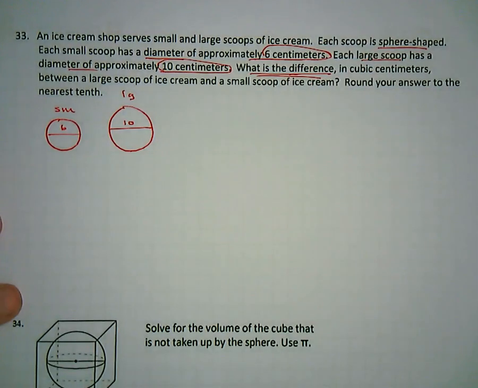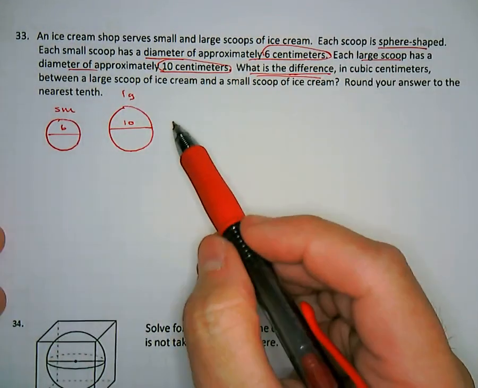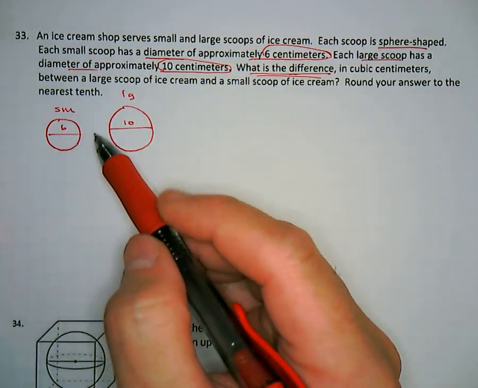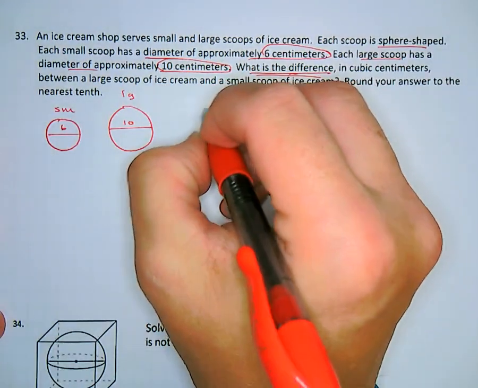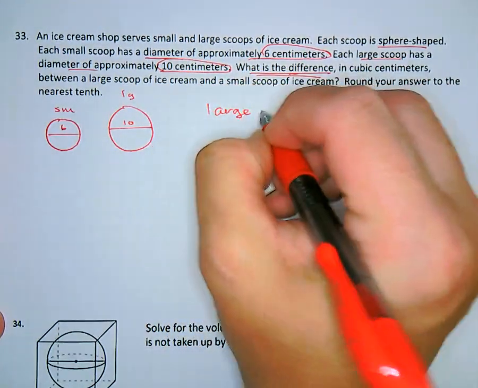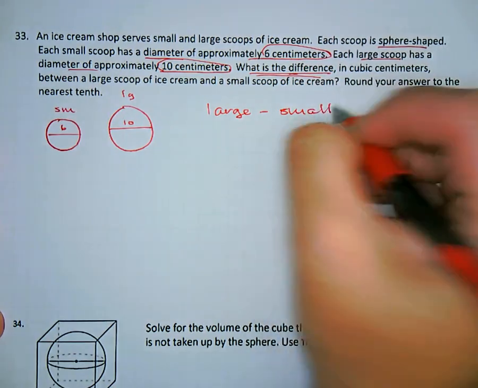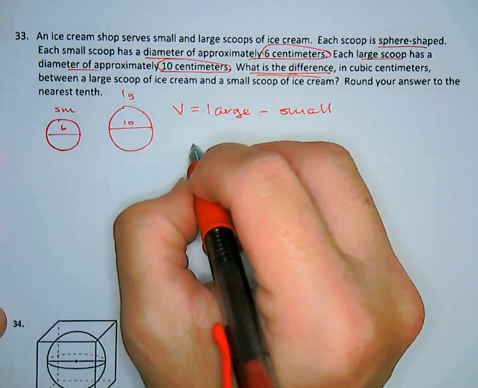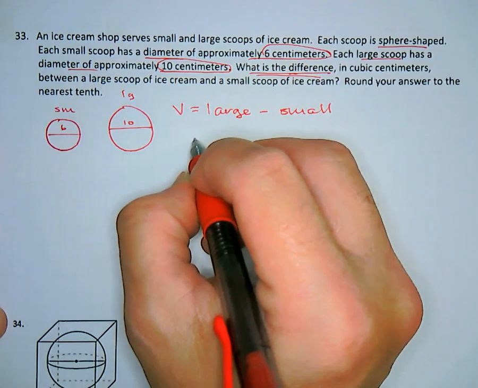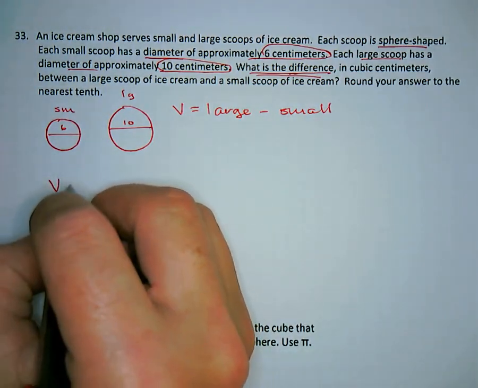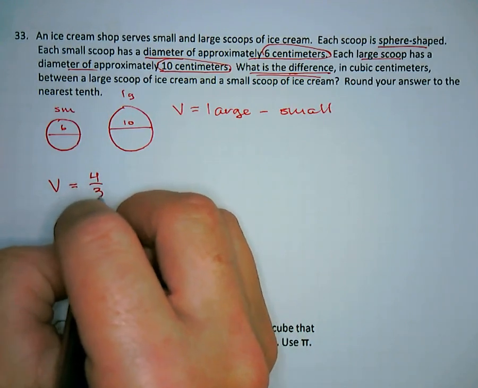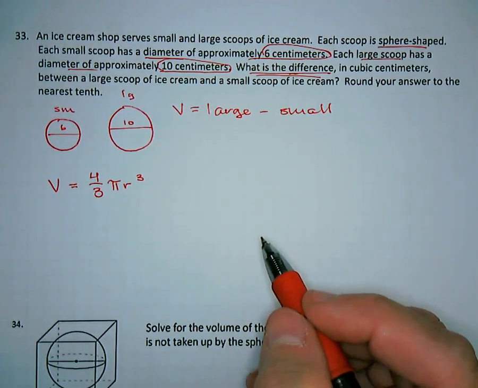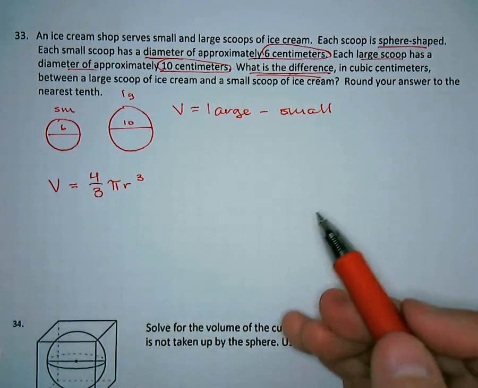So we're going to have to figure out the difference. Now, difference means that we're subtracting the big one minus the small one, all right? So we need the large minus the small. That's going to be our volume difference. So we need each volume in here. For the volume of any sphere, it's 4/3 pi r cubed.